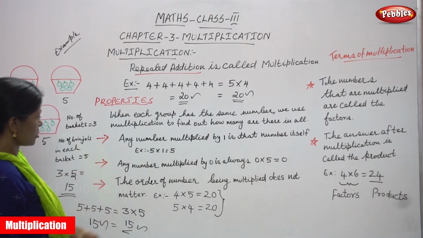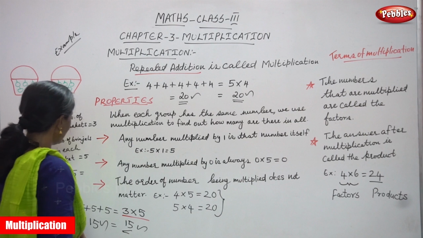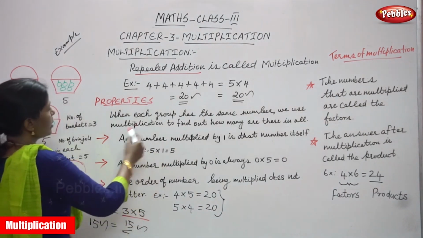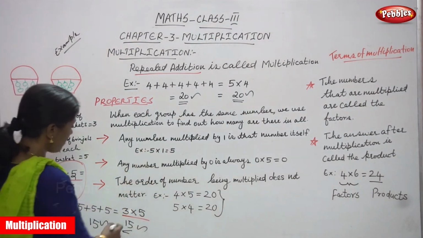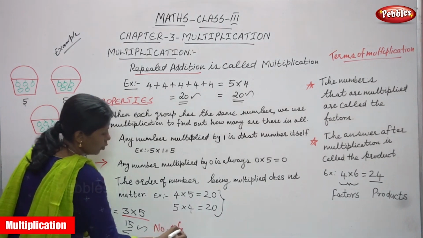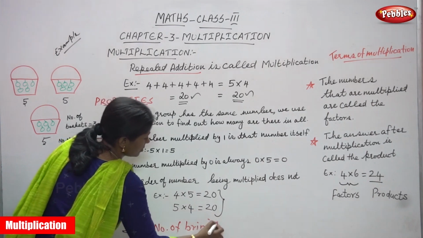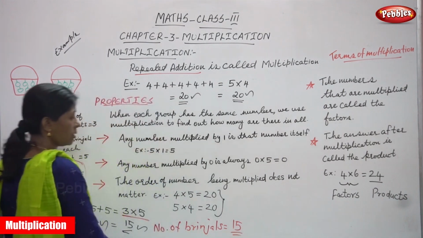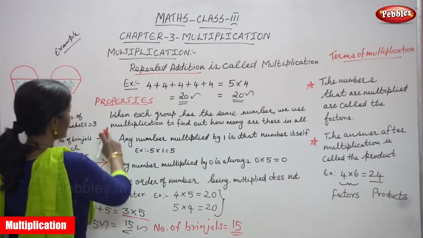So we use multiplication. That is what I have done here. We use multiplication to find how many brinjals are there in all. Number of brinjals is 15. So 15 brinjals. So this is the example.